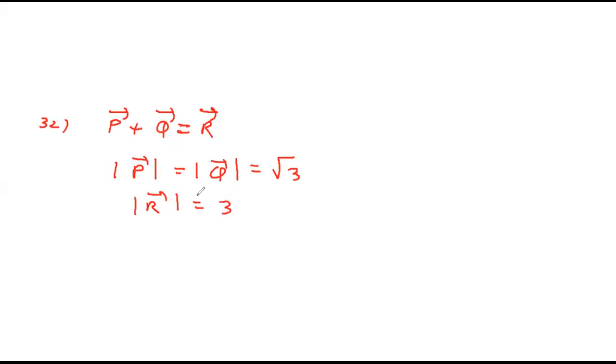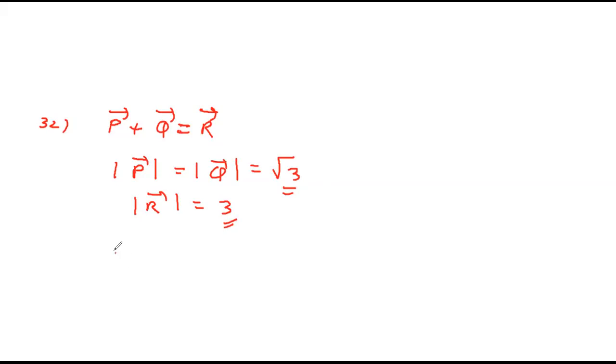Anybody can apply any logic? Two vectors are of equal magnitude, the result is 3. What is the angle between P and Q? Anybody can understand? Any shortcut? 45, it will be 45 degrees. No. How 45 degrees? It will be 60 degrees. So, two vectors are equal and the angle is 60, then the result is √3 times the given vector. So √3 into √3 will become 3. By shortcut it will come 60 degrees.